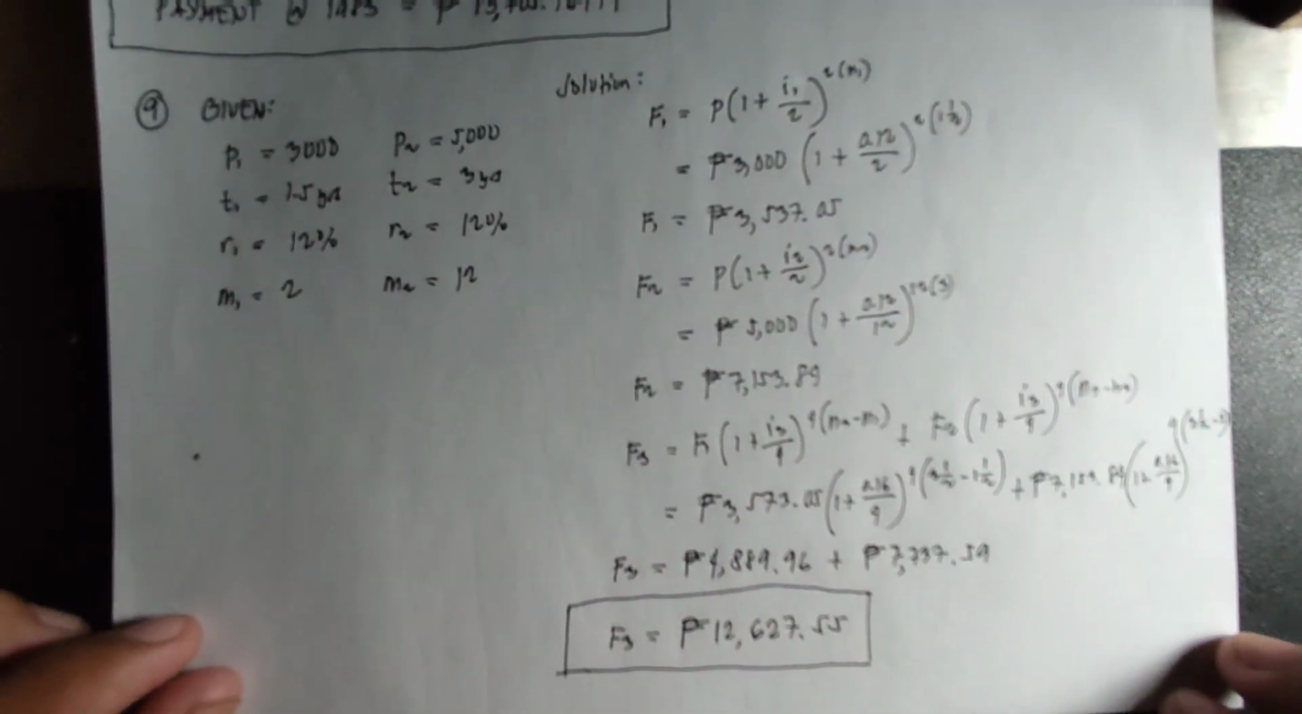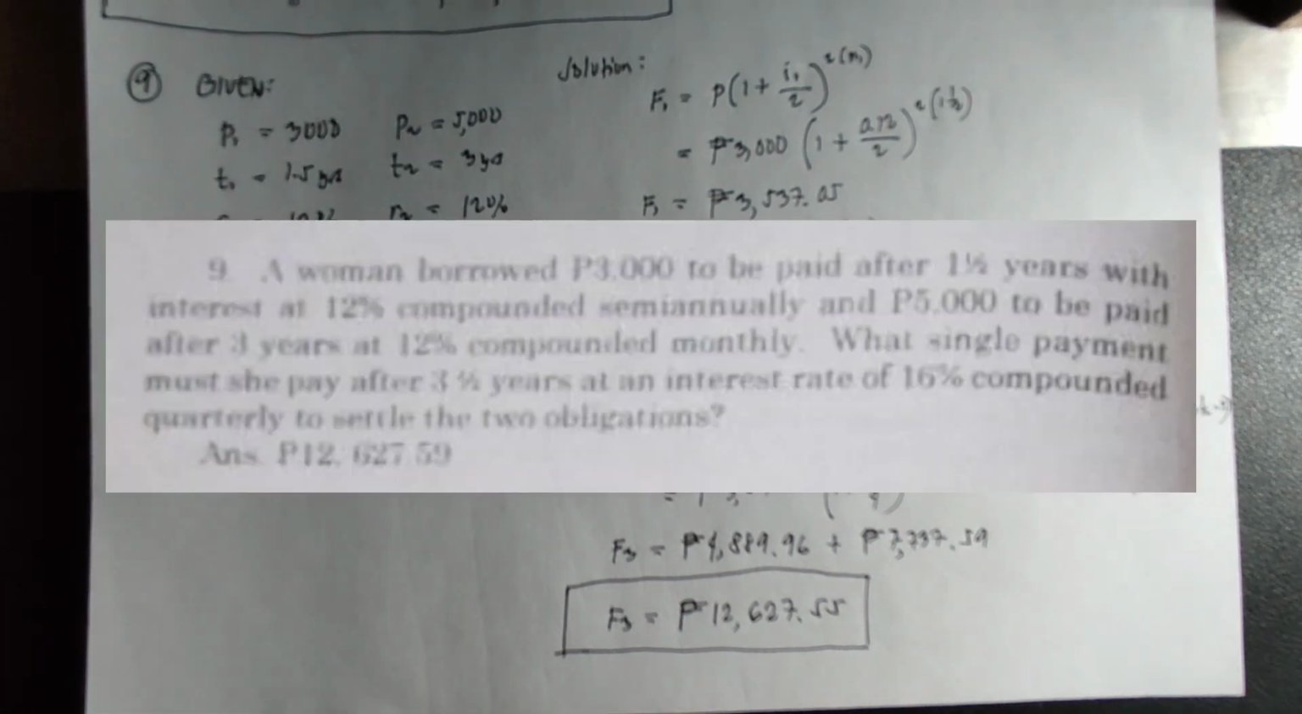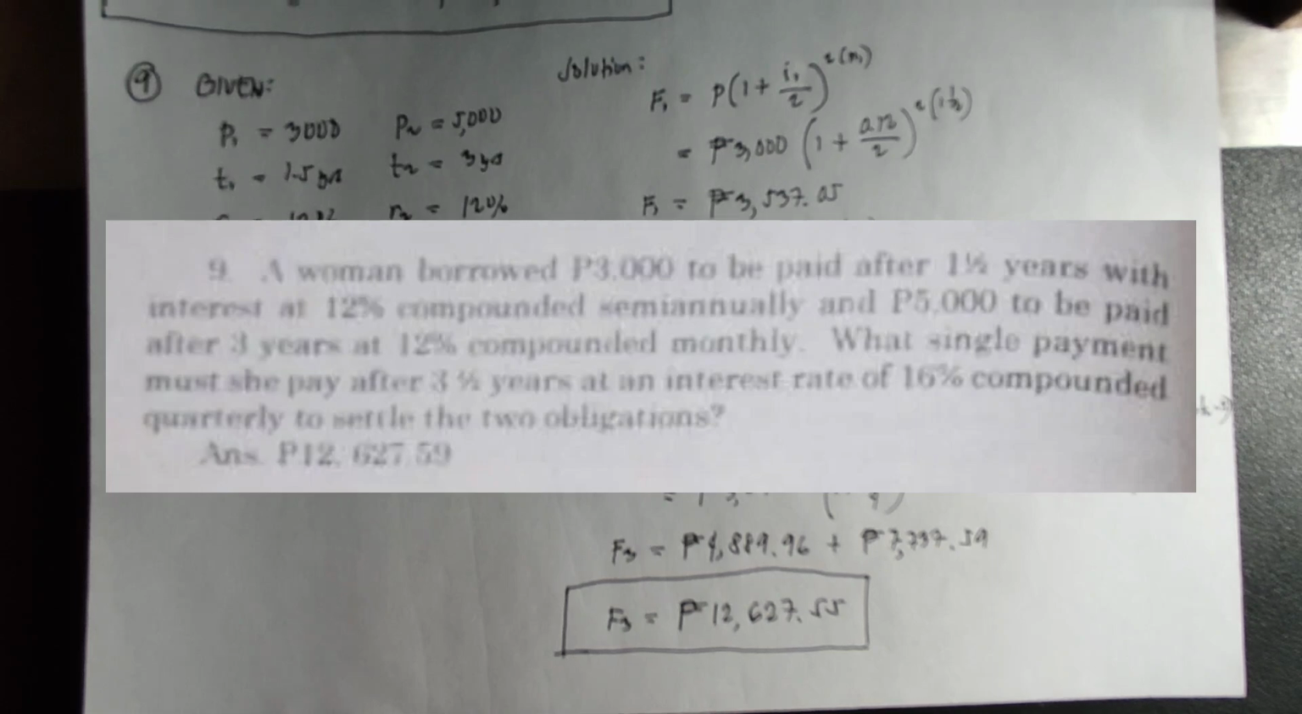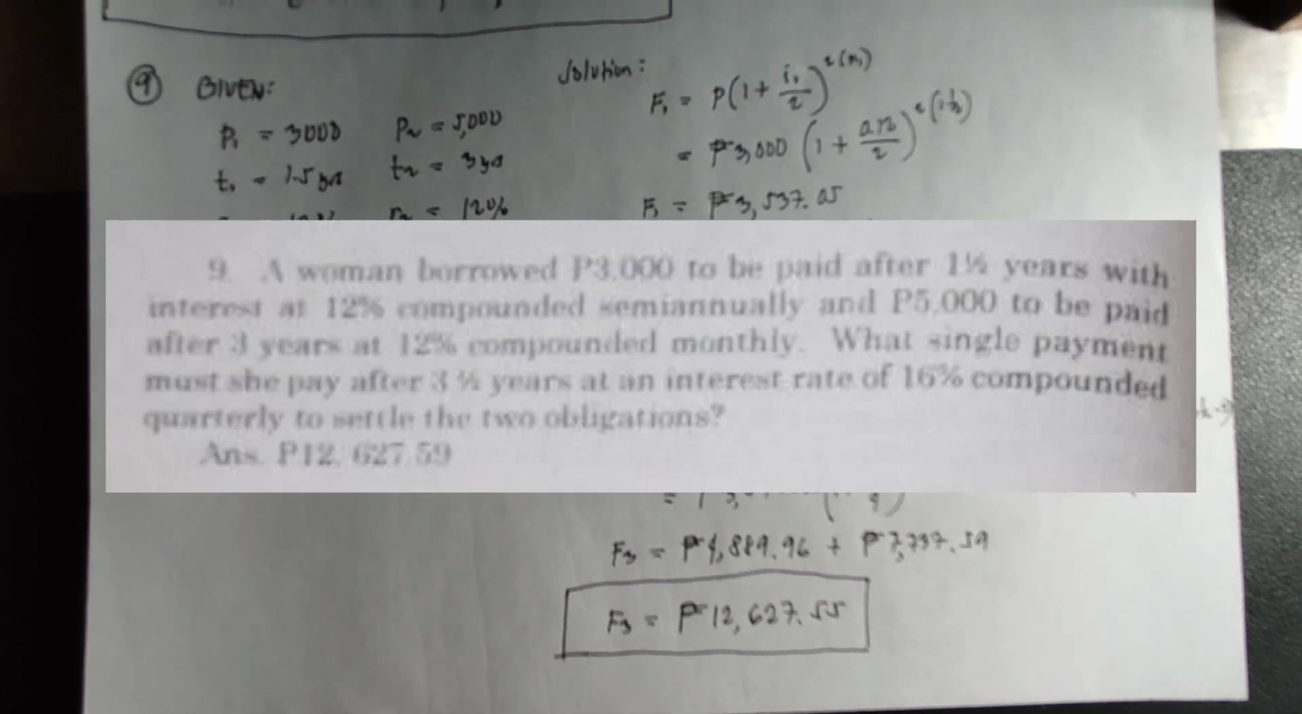So let's go now to number 9. A woman borrowed 3,000 pesos to be paid after 1.5 years with interest at 12% compounded semi-annually, and 5,000 to be paid after 3 years at 12% compounded monthly. What single payment must she pay after 3.5 years at an interest rate of 16% compounded quarterly to settle the two obligations?